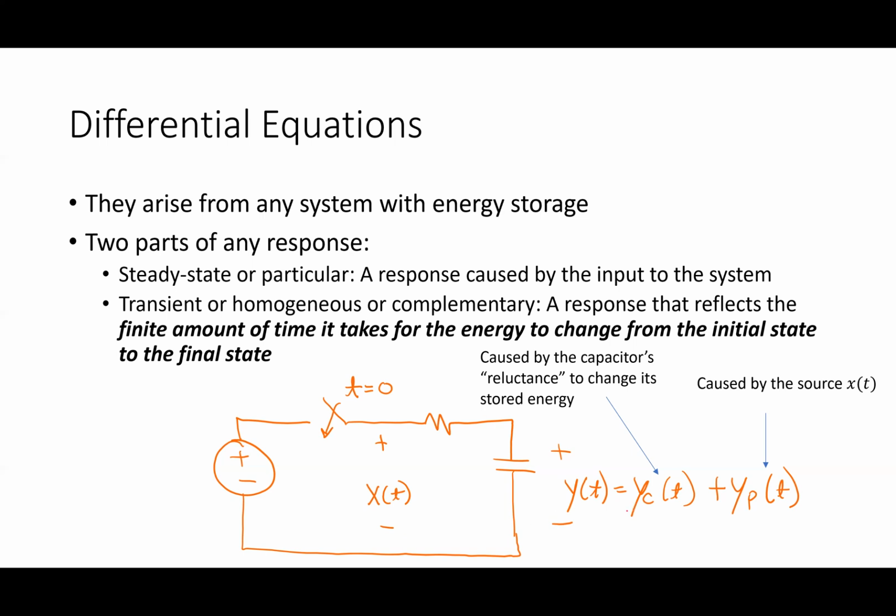What I'm saying is that this output has 2 parts. Y sub C is the transient part, okay? Y sub P is the particular part. It's the part caused by the source. One part comes from the source. One part comes from what I call this reluctance on the part of the energy storage element to change its value, right? A capacitor is not happy being forced to immediately change its voltage, right? That comes from the first law of thermodynamics. If I try to make a storage element change its energy immediately, it fights back against me. All right.